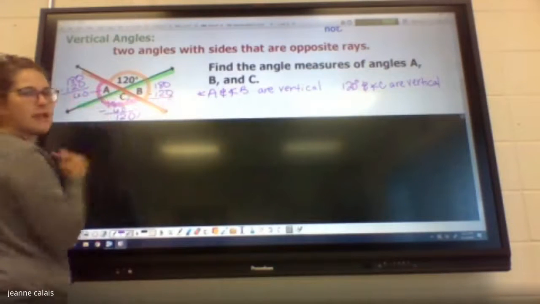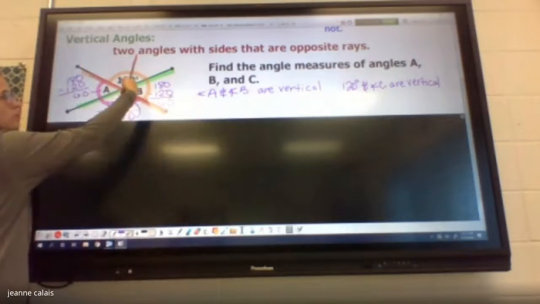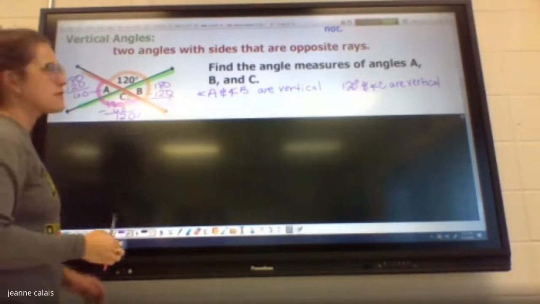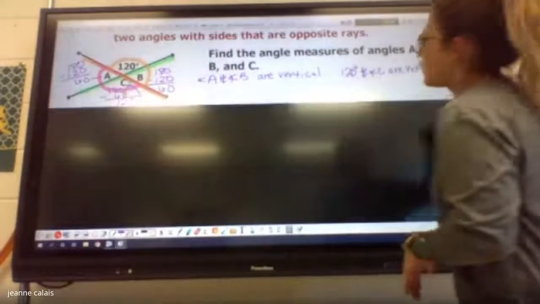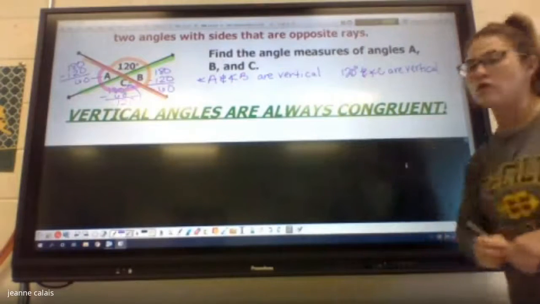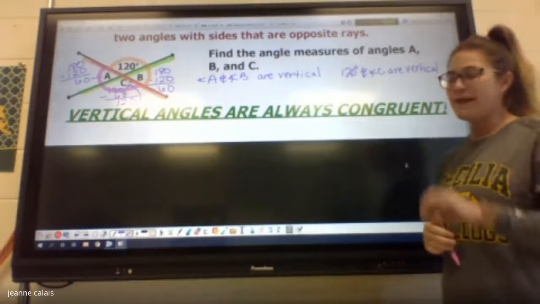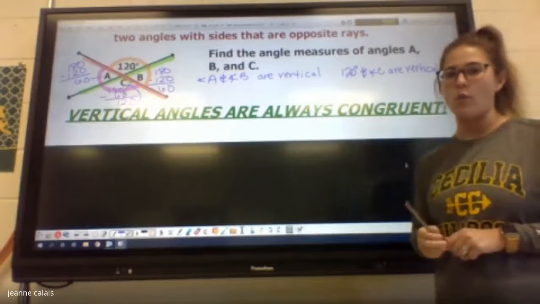So now we've stated that A and B are vertical, and look, they have the same value. 120 and C we said are vertical, and look, they have the same value. So that means we can conclude that vertical angles are always going to be congruent. Vertical angles are always congruent. Make sure you write that down, add that in your notes. Vertical angles are always congruent.